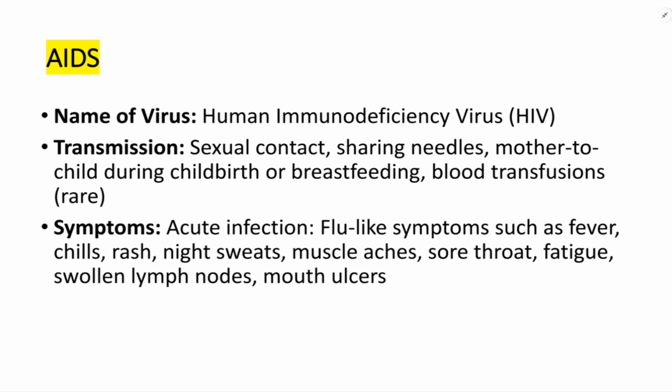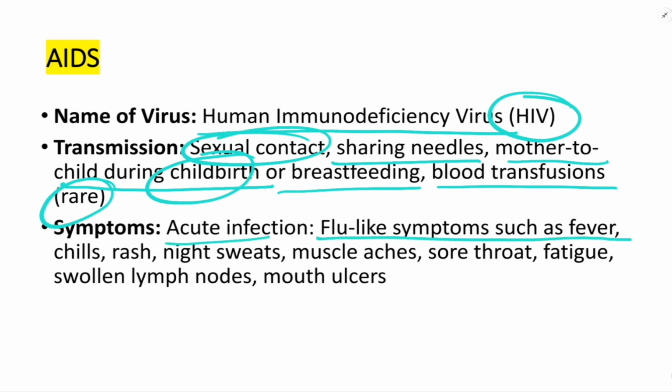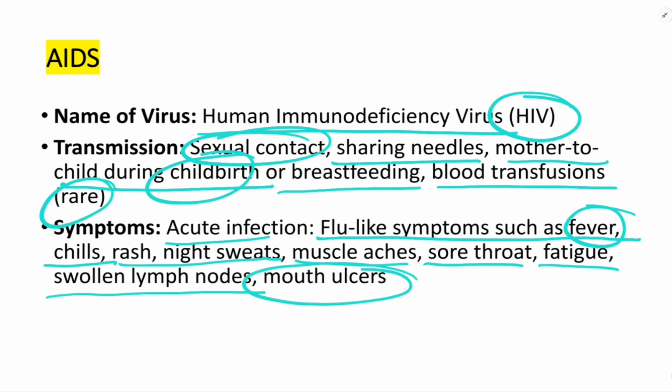Next, AIDS. It is caused by the human immunodeficiency virus, that is HIV, and it transmits through sexual contact, sharing needles, mother to child during childbirth or breastfeeding, and blood transfusions. Blood transfusions are rare. And the symptoms are acute infection, flu-like symptoms such as fever, chills, rash, night sweats, muscle aches, sore throat, fatigue, swollen lymph nodes and mouth ulcers. These are the symptoms of AIDS.